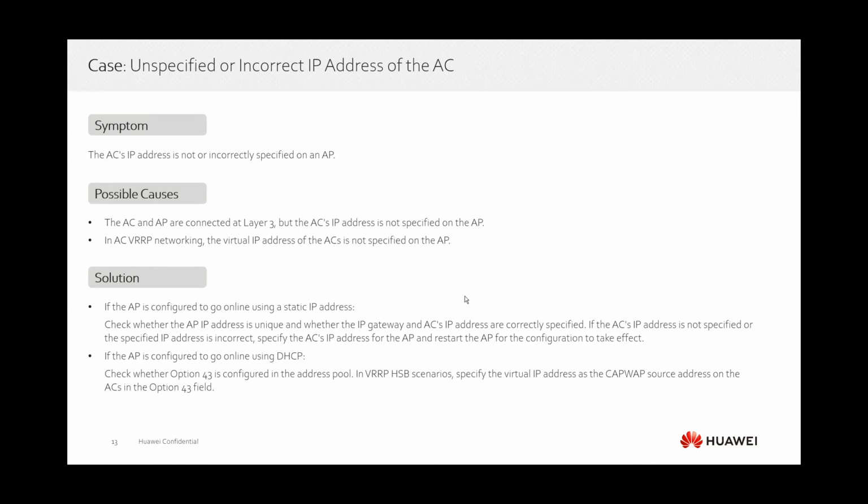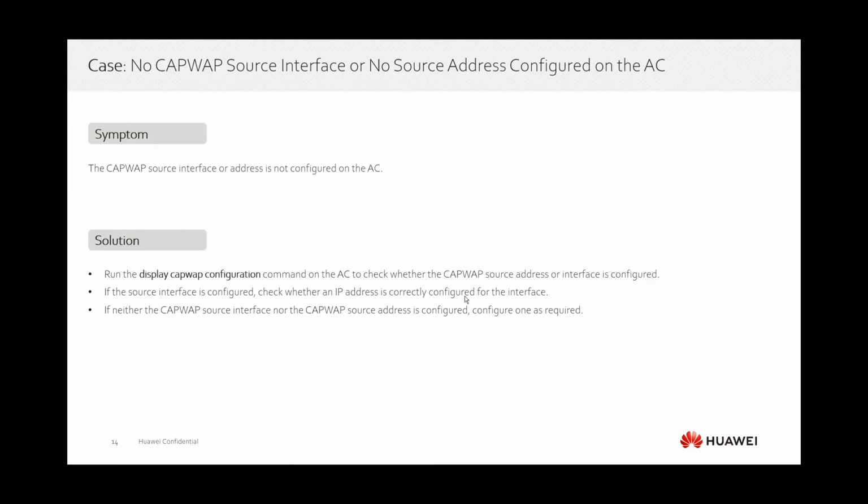We know that each AC requires the configuration of at least one or two IP addresses, VLAN interfaces or loopback interfaces. In this manner, APs managed by the AC can learn the IP address or the IP addresses of the specified interface and set up CAPWAP tunnels with the AC. This IP address or interface is also known as the CAPWAP source address or interface.